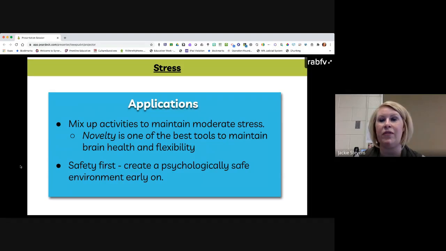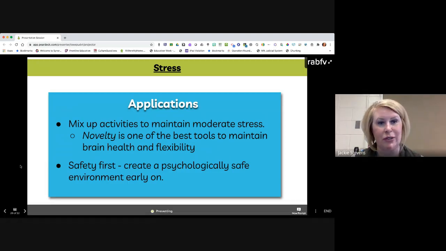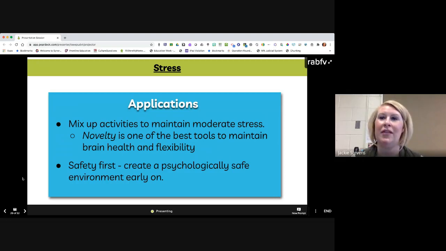Novelty is actually one of the best tools to maintain brain health and flexibility, is mixing things up. But like I said, of course, you always need to make sure that your classroom environment is psychologically safe. We're not talking about that kind of stress when we say that a little stress is a good thing. We always want to make sure that we're being really safe with everything.